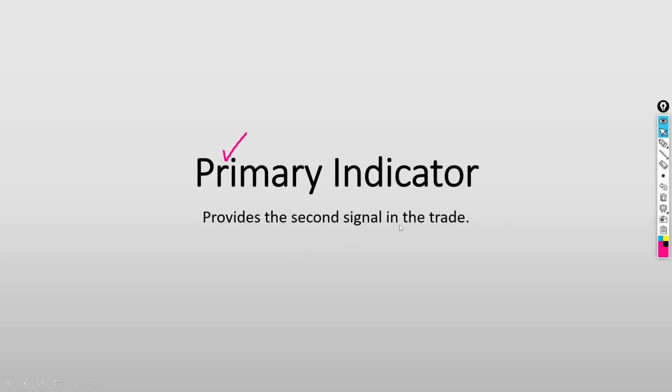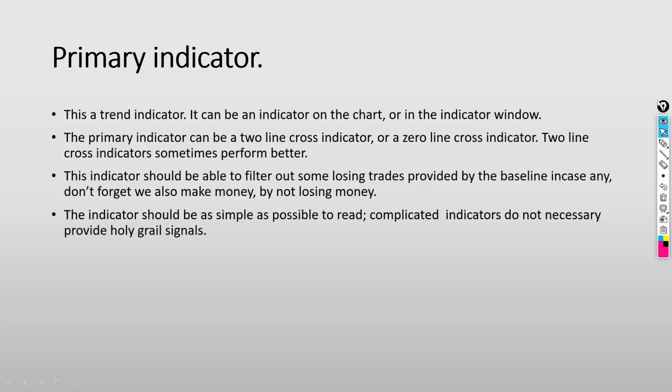So the primary indicator provides a second signal within a trade. A primary indicator is a trend indicator, because when you're creating your own strategy, we agreed that what we need is this major move that makes a trend. Then we avoid these consolidations, pick this one, avoid this consolidation, then pick those moves. We want to capture these moves, because that is where you make the money from. So a primary indicator is a trend indicator.